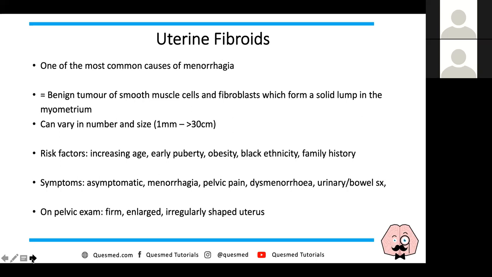Risk factors for developing fibroids include increased age, having an early puberty, obesity, ethnicity, and a family history. And fibroids are actually usually asymptomatic, and quite often people don't know that they have them. Other symptoms apart from menorrhagia can include pelvic pain, dysmenorrhea, so remember that's painful periods, and if they're particularly large, they can impinge on the bladder and the bowel, causing bladder and bowel symptoms.